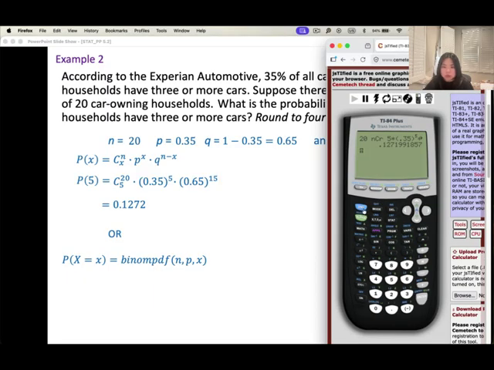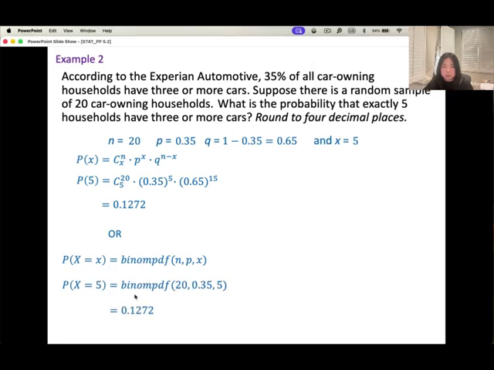So click on second vars, scroll down to Binomial PDF. We do have 20 trials, probability 0.35, X will be equal to 5. Go to the page, enter. So you can see we got exactly the same answer, 0.1272.